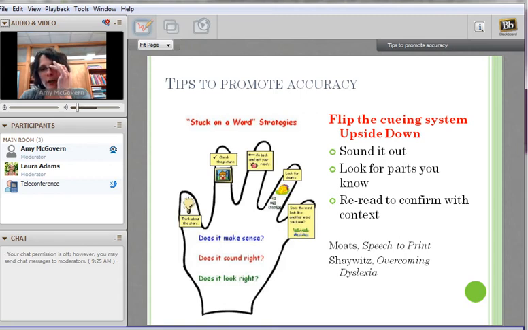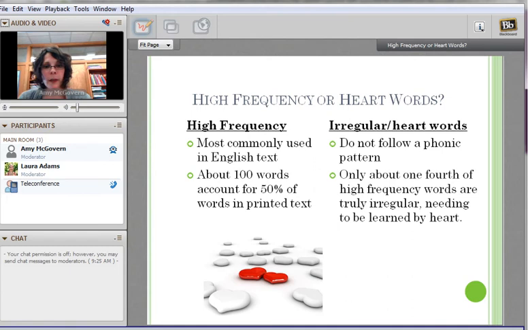So if you have a third grader who's still in that red zone, and this is the cueing strategy you've been using, I would ask you to reflect on that and say, the research suggests that flipping it upside down and having them sound it out, look for the parts, and then confirm with context, that is going to give you more bang for your buck. And if you do it the same way every time, the students are less anxious about word solving, and you'll find that it really does work very, very well.